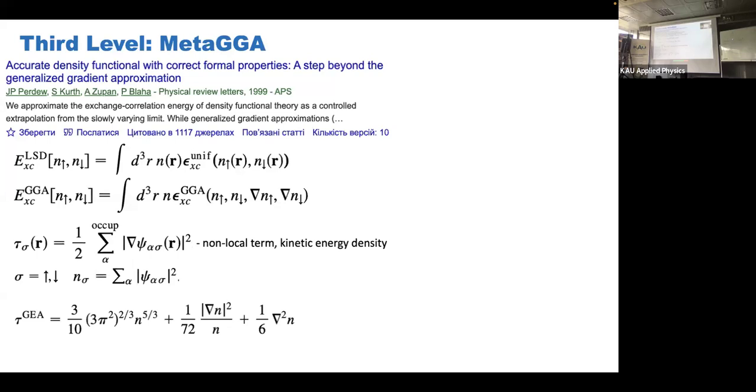Third level, MetaGGA. So we made more improvements to our methods. We had included this gradient part, and now we can include some local terms, which is the kinetic energy density. So you see, we have this electronic density gradient in this second term. So it's like, this is LDA, this is part of GGA, and this is part of MetaGGA.